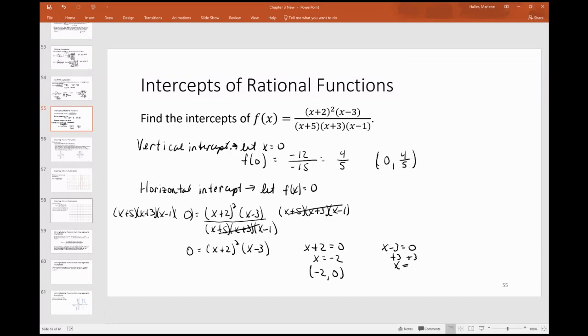So the other horizontal intercept occurs when x equals 3, right? Or at 0.30. All right, so to find your vertical or your y-intercept, just plug 0 in for x and simplify. To find your horizontal intercept, all we care about is the numerator. Set it equal to 0 and solve for x.